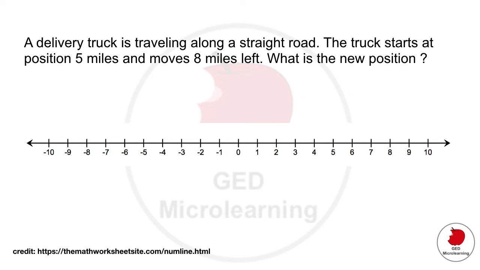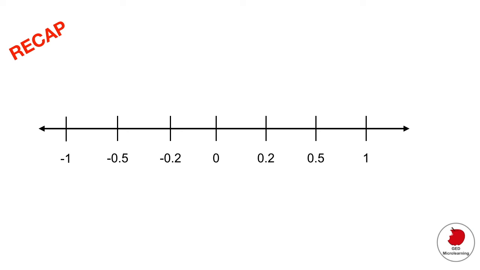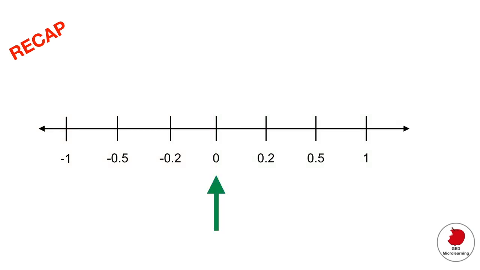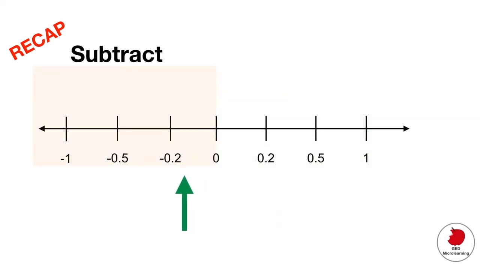All right, so first of all, let's remind ourselves a little bit about number lines. So remember that when you have a number line, if you look at the position 0, everything to the right of 0 is going to be a positive number. And everything to the left is going to be a negative number. Okay, so if you're moving towards the right, you're going to be adding. But if you're moving towards the left, you're going to be subtracting.